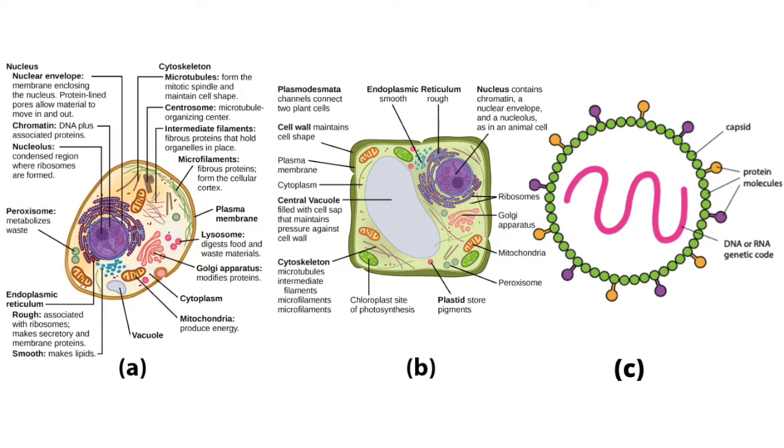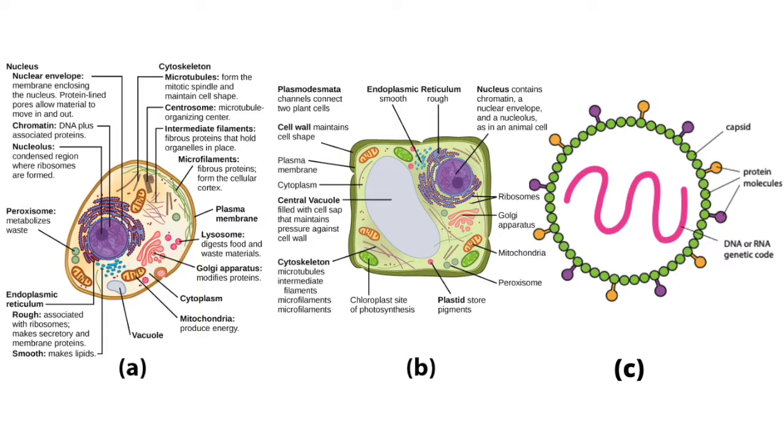and microfilaments. The animal cells and the plant cell consist of plasma membrane, and they also have peroxisomes, the endoplasmic reticulum, which are rough and smooth. They both have a vacuole, mitochondria, cytoplasm, Golgi apparatus, and lysosome.